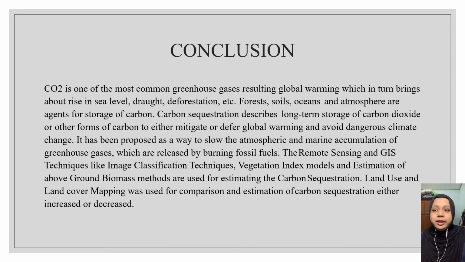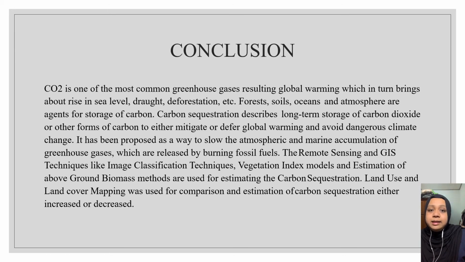For the conclusion, we can conclude that carbon dioxide is one of the most common greenhouse gases resulting in global warming, which in turn brings about rise in sea level, drought, deforestation, and others. Forests, soil, ocean, and atmosphere are agents for storage of carbon. Carbon sequestration describes long-term storage of carbon dioxide or other forms of carbon to either mitigate or defer global warming and avoid dangerous climate change.